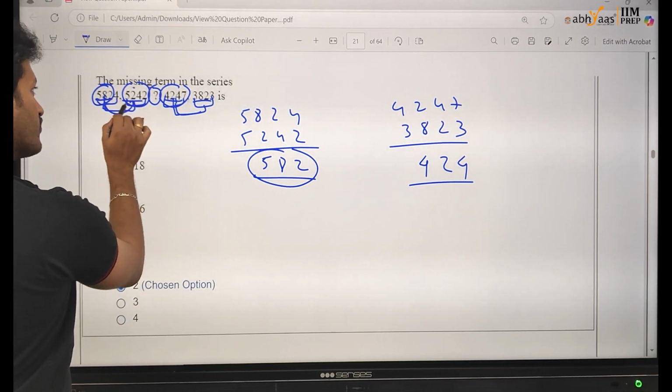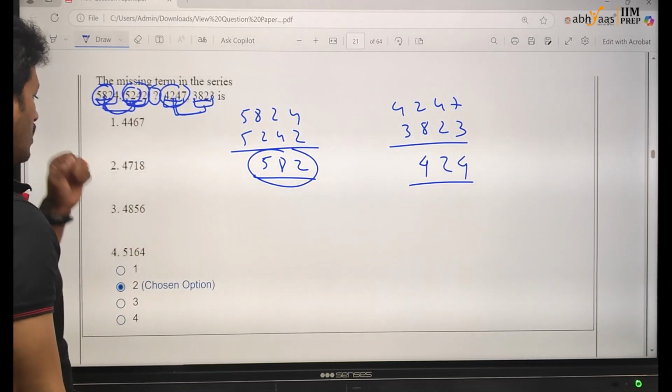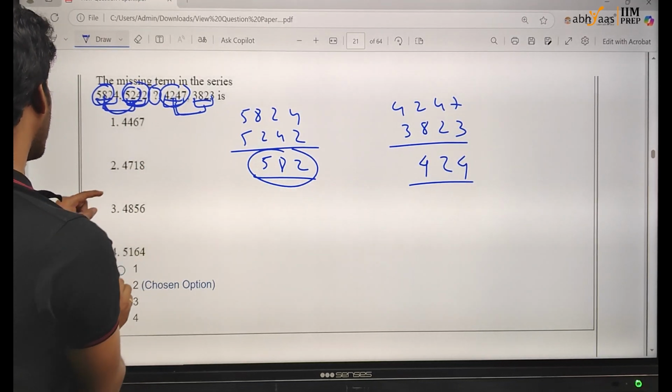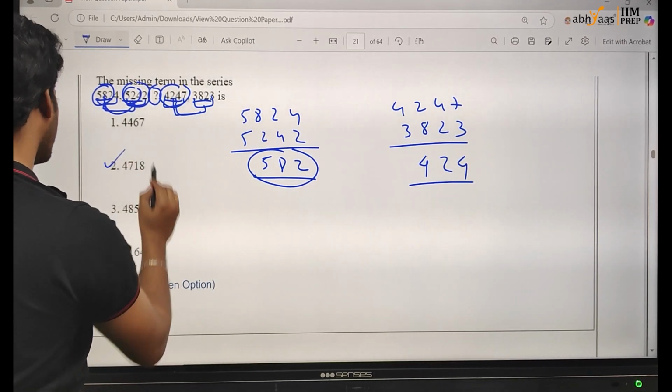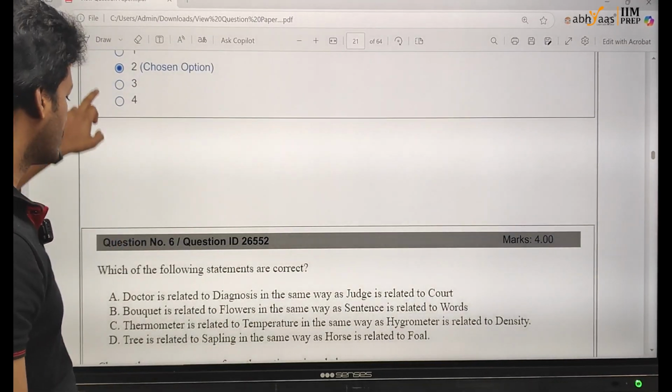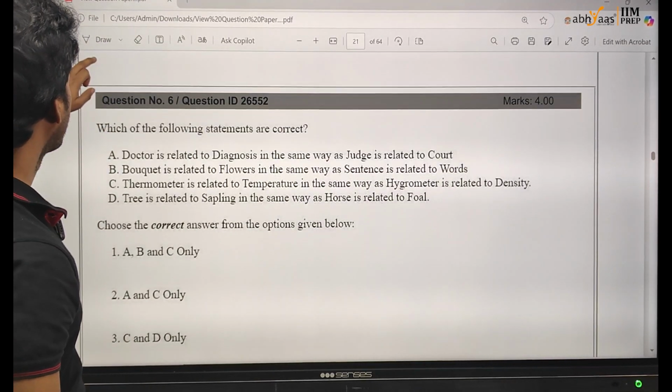I have to subtract 524 from 5242. So if I do that, it will be 4718. Very easy question, but you have to get the detail there.